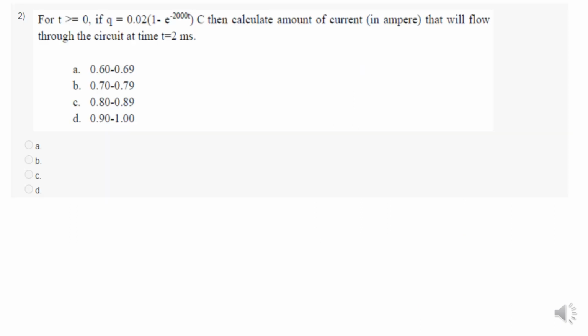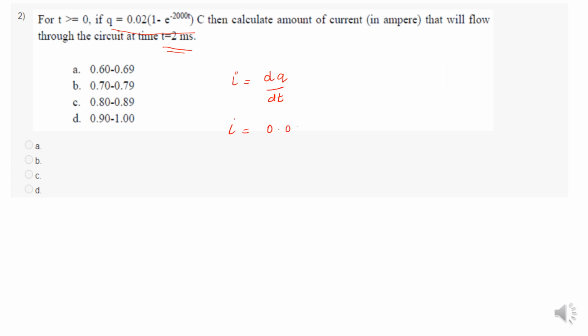I am going to explain the second question. For t is equal to 0, q is equal to given. Then calculate the amount of current that will flow through a circuit at a time 2 milliseconds. Okay, what is the relation between current and charge? I is equal to dq divided by dt. Okay, see here, I equal to dq is given.